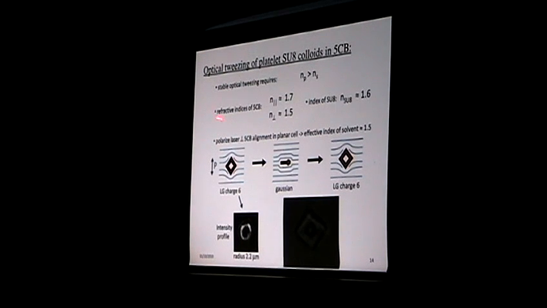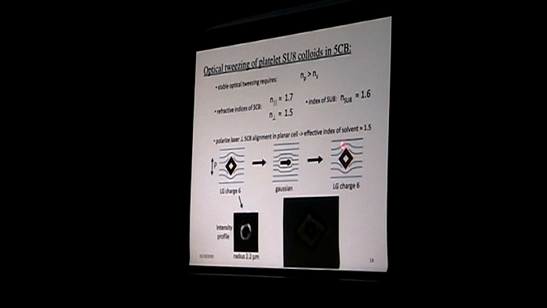Okay, so to optically tweeze a colloid, there's a requirement that the index of refraction of the particle has to be higher than the solvent, than the fluid. And it turns out that SU-8 photoresist has an index that's in between the two indices of refraction for 5CB, which are 1.7 and 1.5. Okay? So what we do is we polarize the laser perpendicular to the alignment direction.